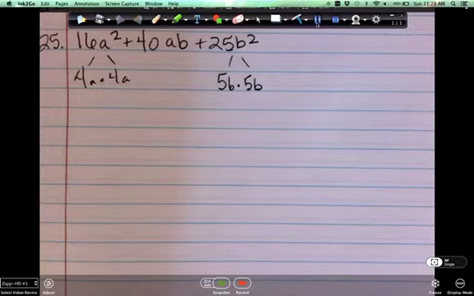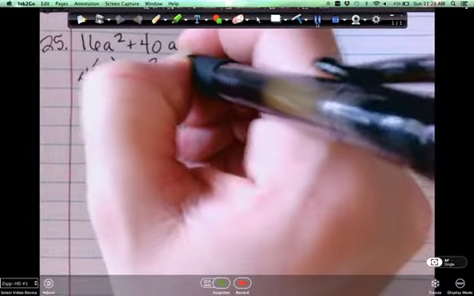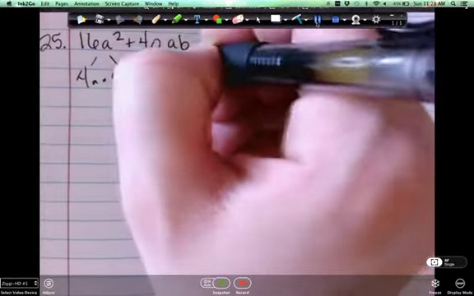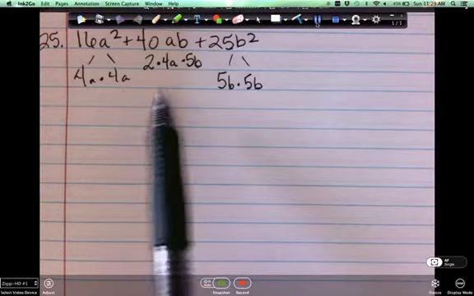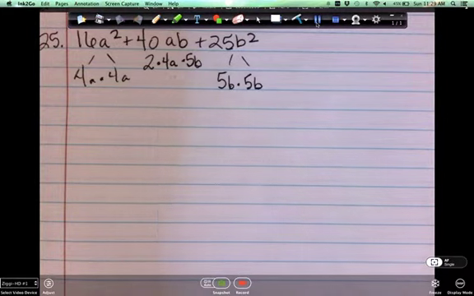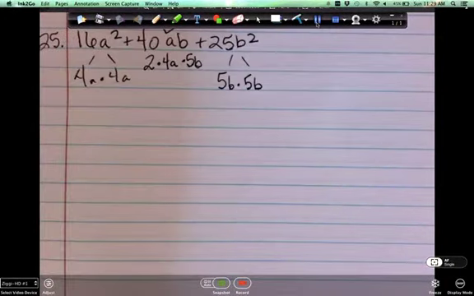Now, I have to check my middle term. I have to multiply 2 times one of my first terms, which is 4a, times one of my second terms, which is 5b. 2 times 4a is going to give me 8a, and 8a times 5b is going to give me 40ab. So this does give me 40ab, so that checks out.